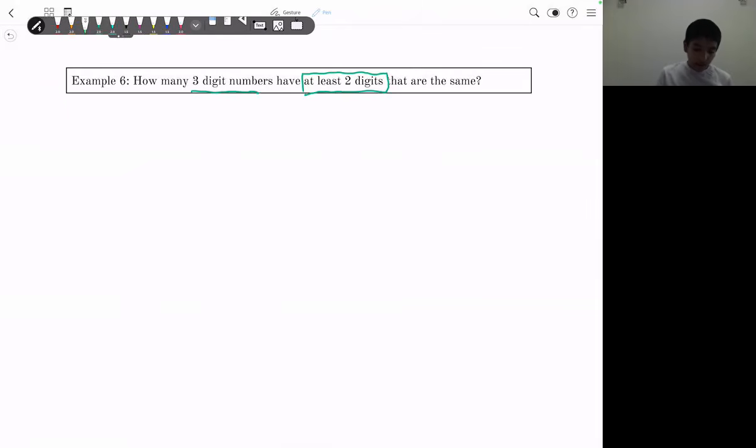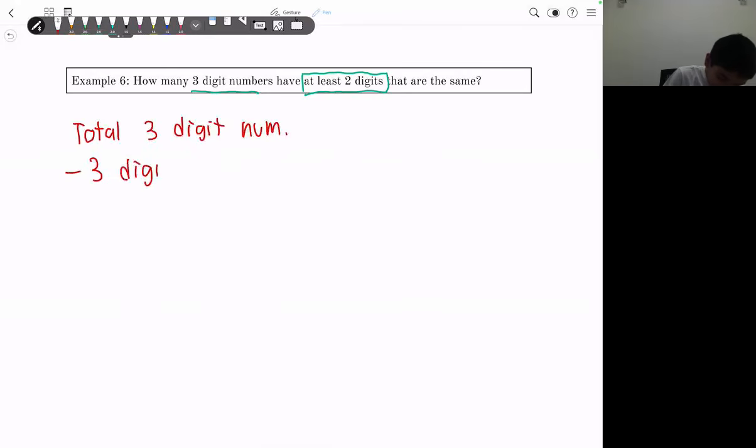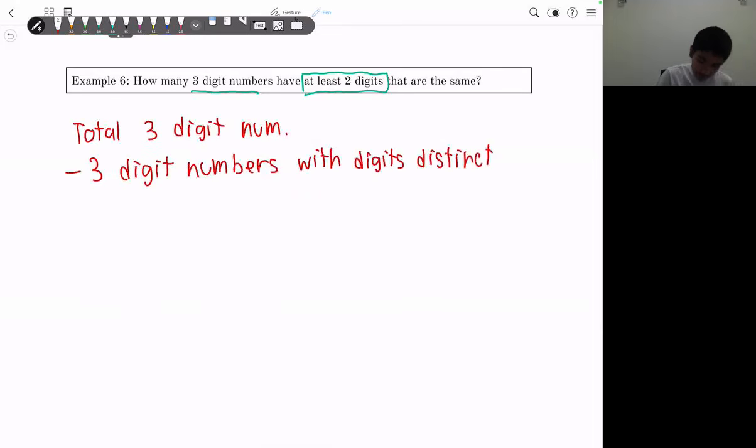So first, let's find the total number of 3-digit numbers, minus the 3-digit numbers with all the digits distinct. So try to use complementary counting to actually get an answer from this problem. I'm going to continue with the solution after a minute.